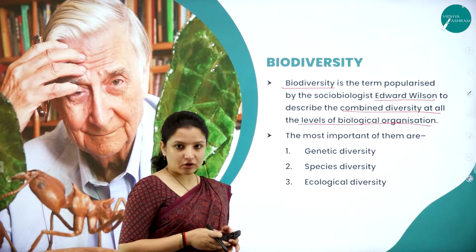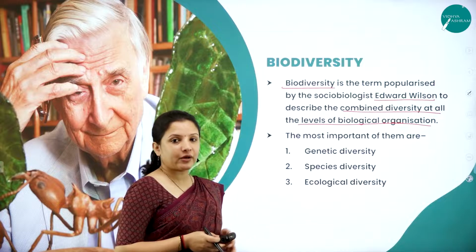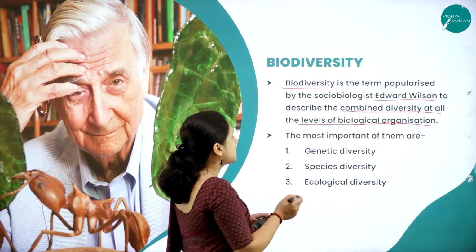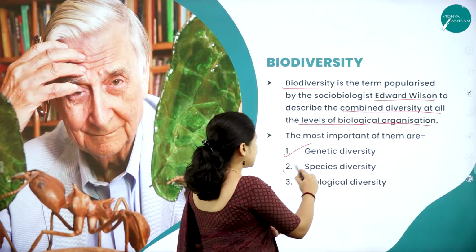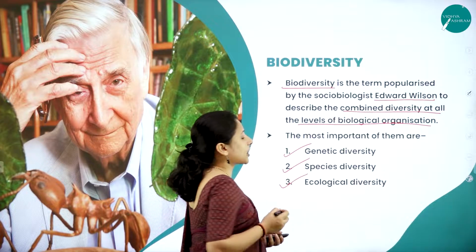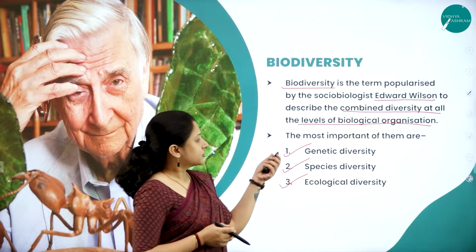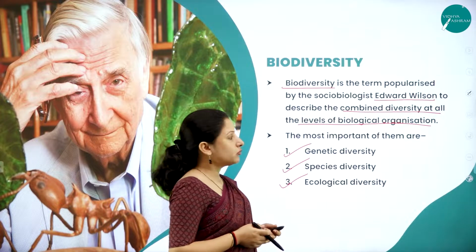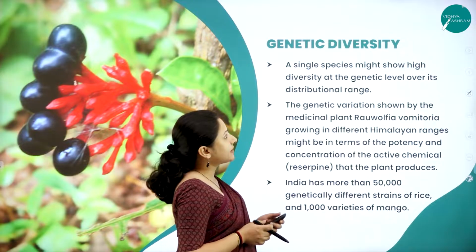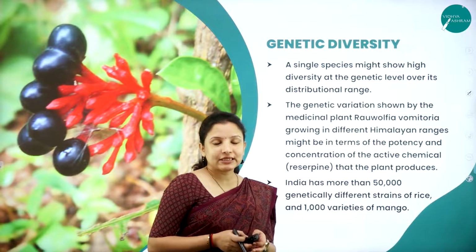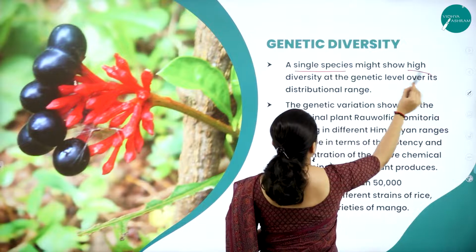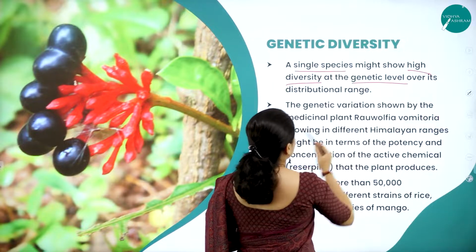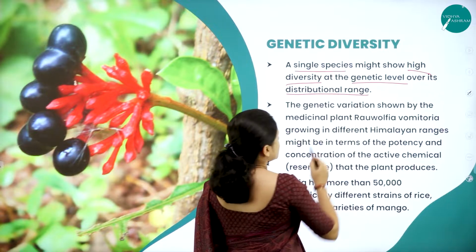The level of biological organization in the case of biodiversity is of three types. One is the genetic diversity, next the species diversity, and third one ecological diversity. So let us study about each of them one by one. So genetic diversity. A single species may show high diversity at the genetic level over its distribution range.